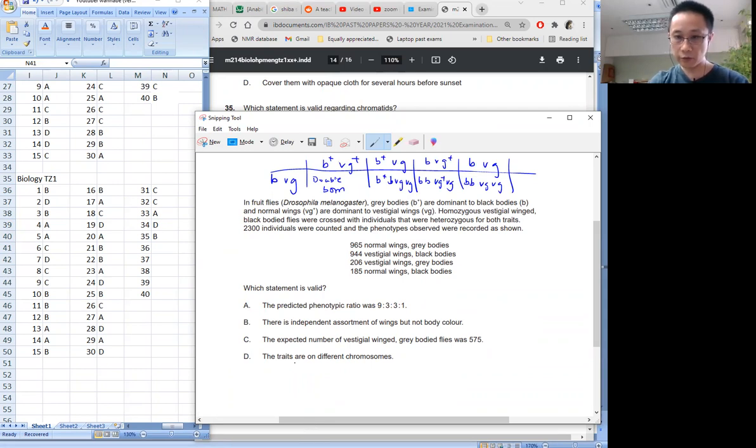So which statement is correct? The predicted phenotype ratio should be a 1, 1, 1, 1 situation. There is independent assortment of wings, but not body color, don't think so. I think C should be correct because they have 2,300 as a number given, and if you divide it by 4 or multiply it by 25%, same thing, you should get 575.